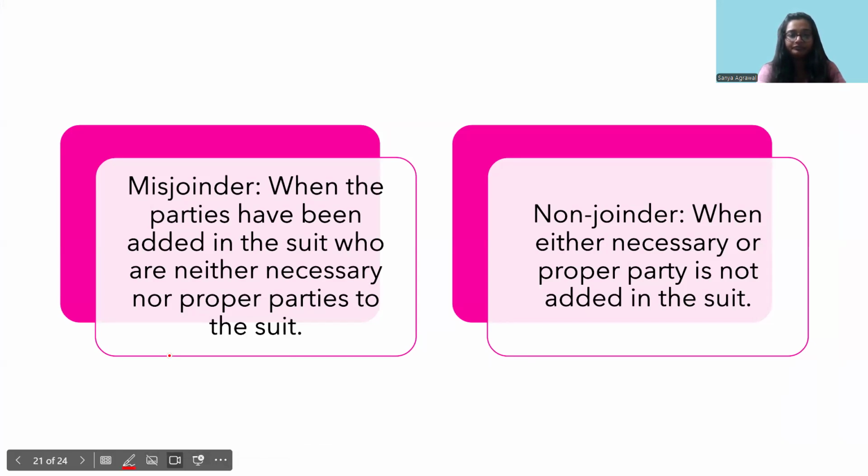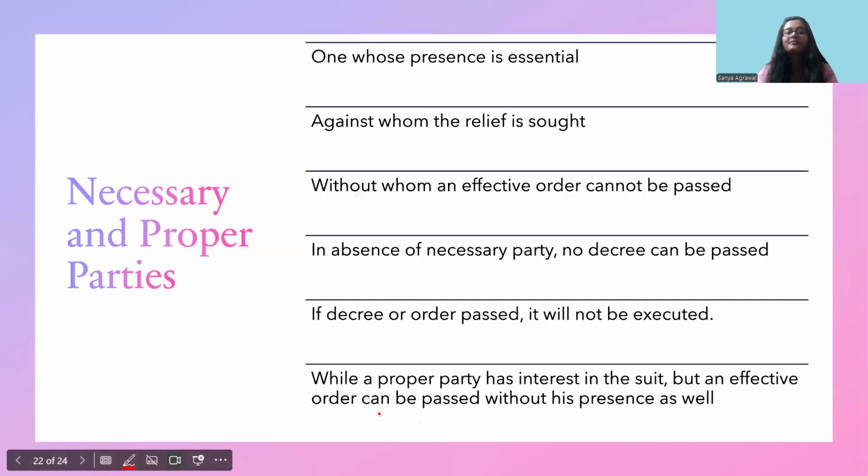So for that, first of all, the meaning of misjoinder. Misjoinder means when parties have been added in the suit who are neither necessary nor proper parties, and non-joinder is when either a necessary or proper party is not added in the suit. By reading this definition, you might have now understood that for understanding these two terms, we have to understand the meaning of necessary party and proper party first. So what are necessary and proper parties?